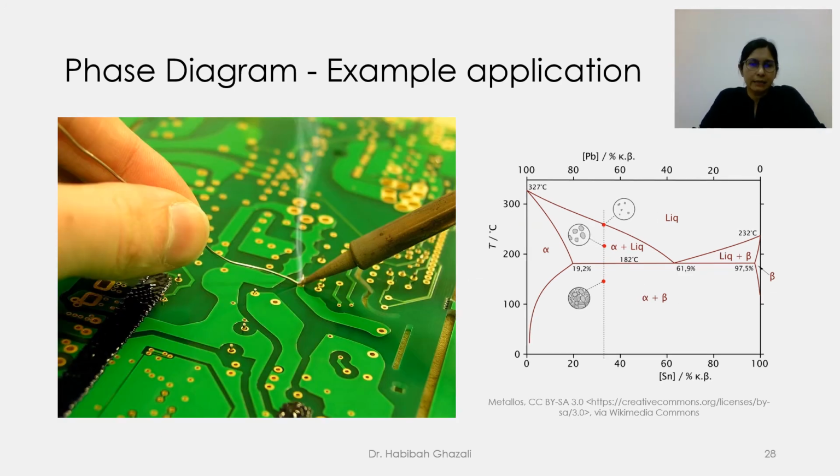Another example is electrical solder. This also uses the same type of alloy, plumbum and tin alloy. But in this case, they need to use the eutectic composition because it is important for the solder to solidify all at once.